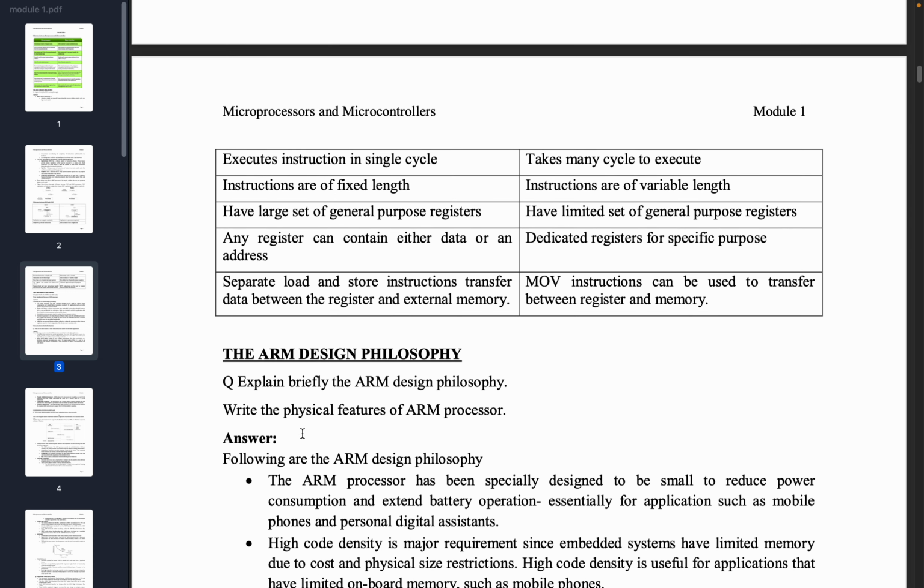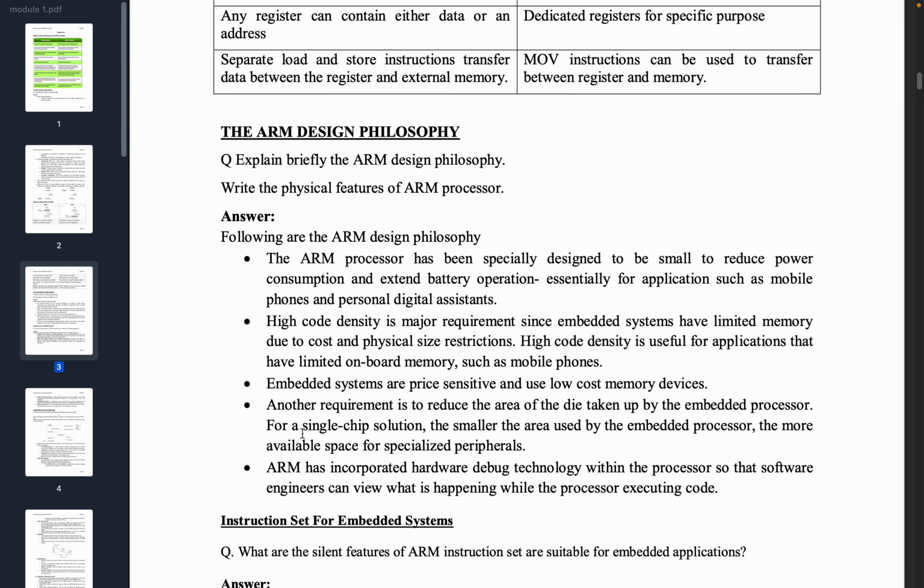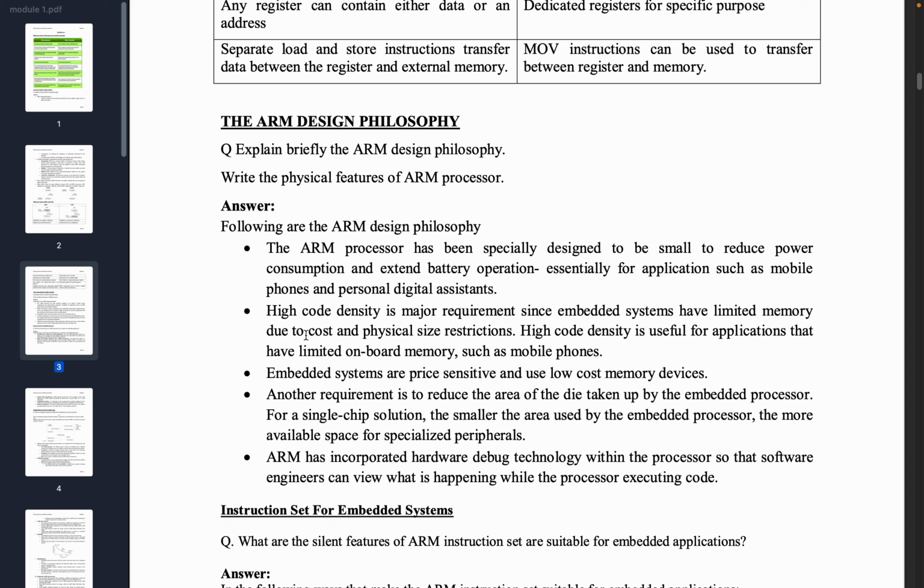Then go through the ARM design philosophy. This is another question that may be asked: explain briefly the ARM design philosophy, or write the physical features of an ARM processor. Both questions are the same, so we have to write the same answer. See here, the following ARM design philosophy is given.